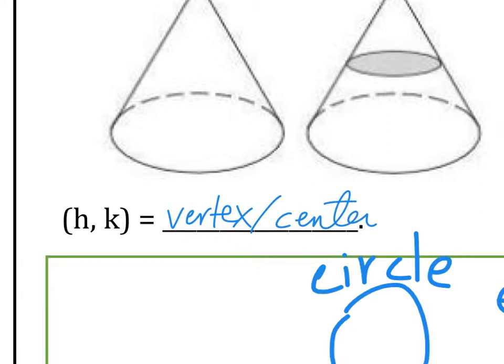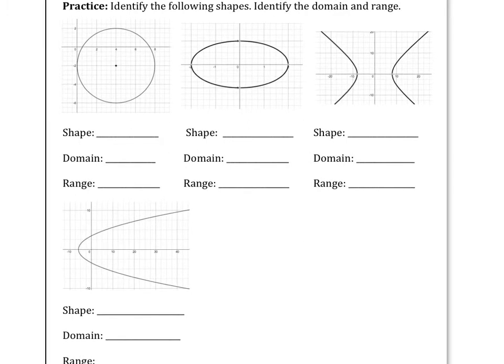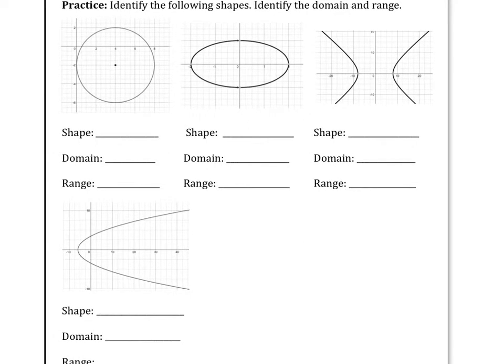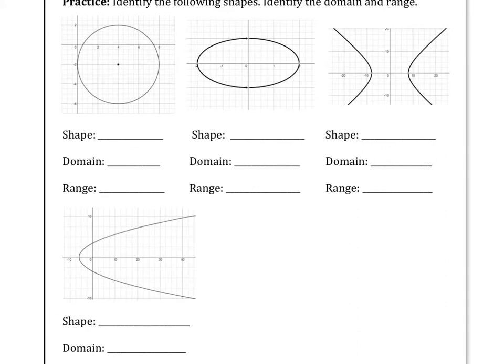Okay, so the next part, really easy, but you're also going to do this with your partner. Just in case you get stuck, at least your partner is here to help you. You are going to identify the shapes and then domain and range. Domain and range is a little bit tricky. Please work with your partner. What are the possible numbers of that shape?